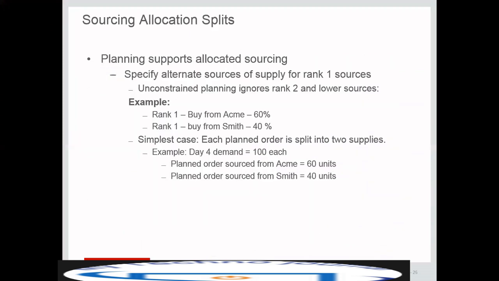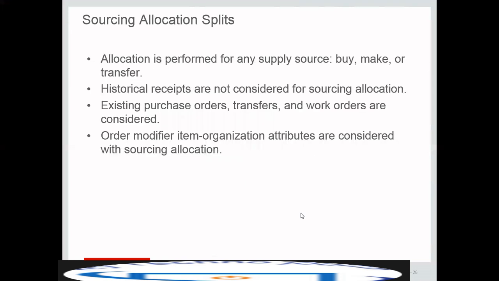And we also have sourcing splits. In a particular rank, you can split the sources. For example, you can buy from a couple of suppliers, 60% from supplier one, 40% from another supplier. So if you have a specific demand of 100 quantity, 60 will be supplied from supplier one, and the 40 will be supplied from the second supplier. In this example, Acme and Smith.